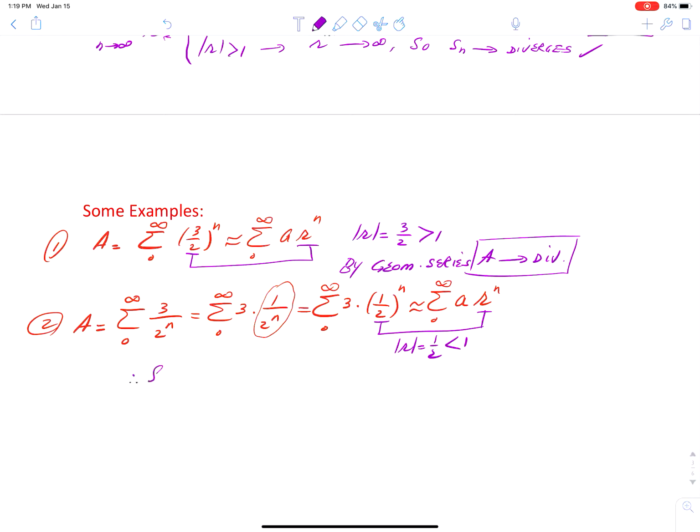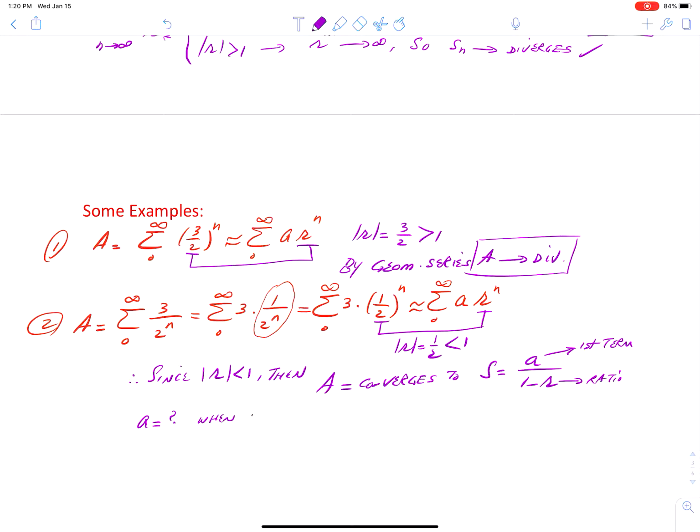Then, since the absolute value of r is less than 1, the series converges to S. And S was a formula that we need to know: a over 1 minus r, where a is always the first term and r is always that ratio. Okay, so what is the first term? a is when n is 0. We go into the formula here.